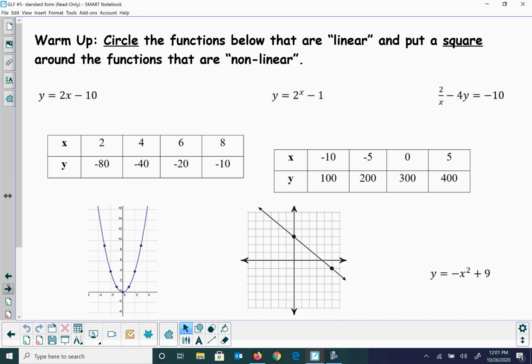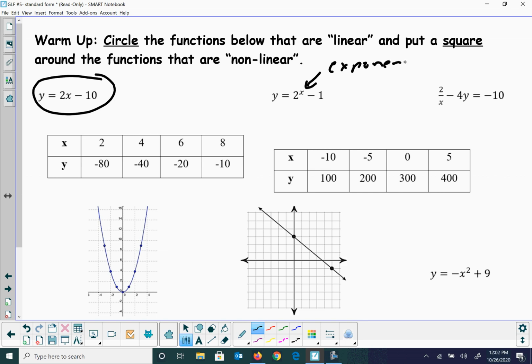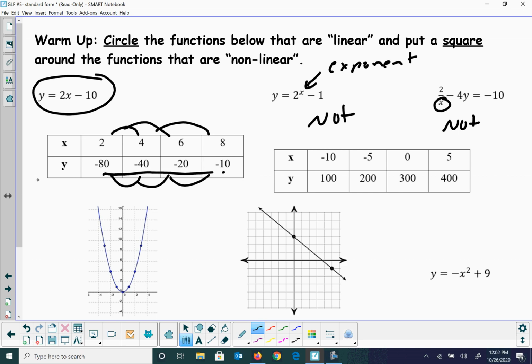So let's circle the ones that are linear versus not linear. Did I skip any pages? Nope, good. All right, so x and y are both normal, so that is linear. This has x as an exponent, so that's not linear. This one we have x in a denominator, so that is not linear. Each of these is growing by 2. We're adding 40, then add 20, then add 10. So being this is not growing at the normal rate, this is not linear. So this would look something like that if I had graphed it.